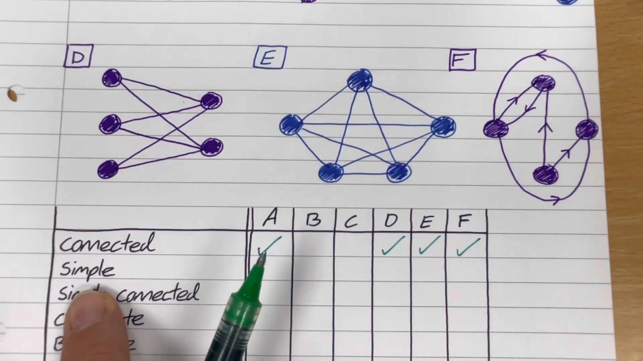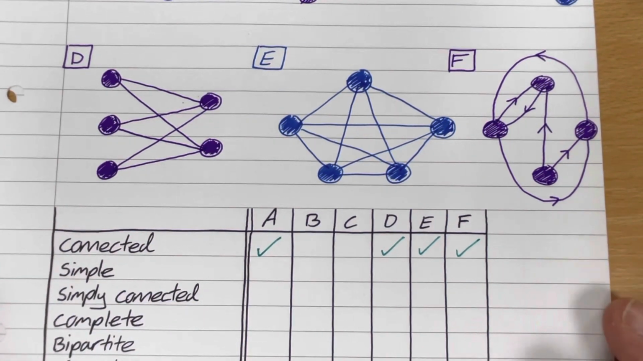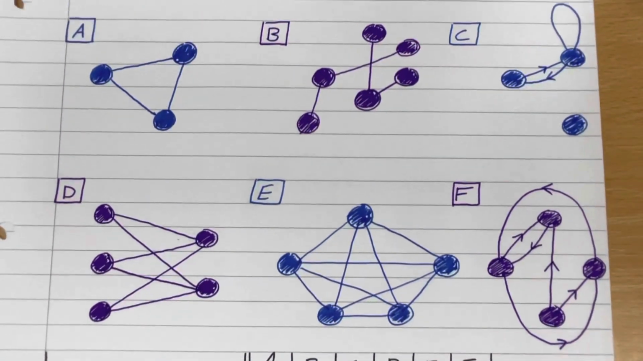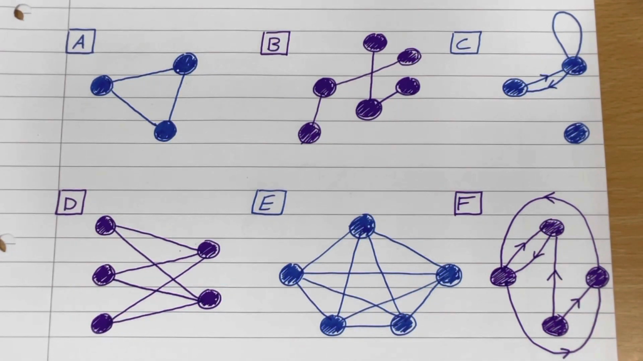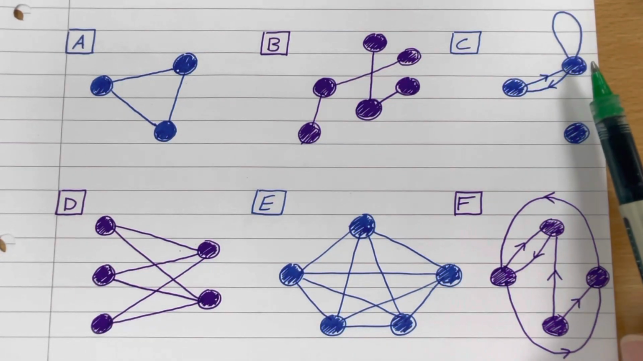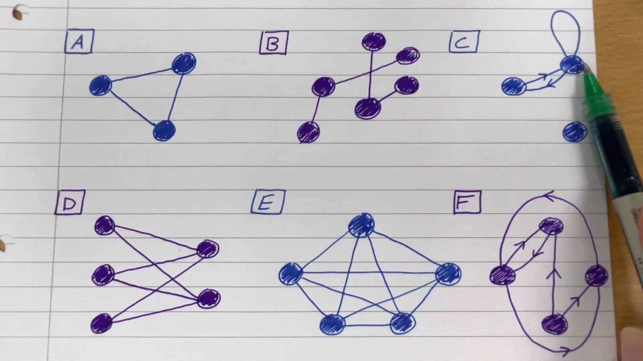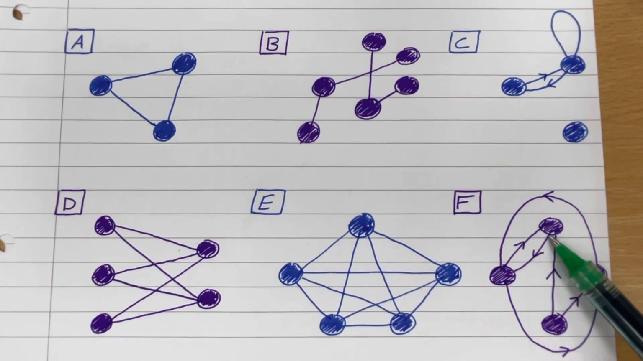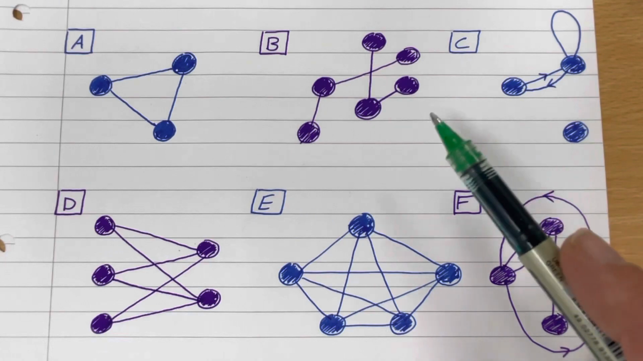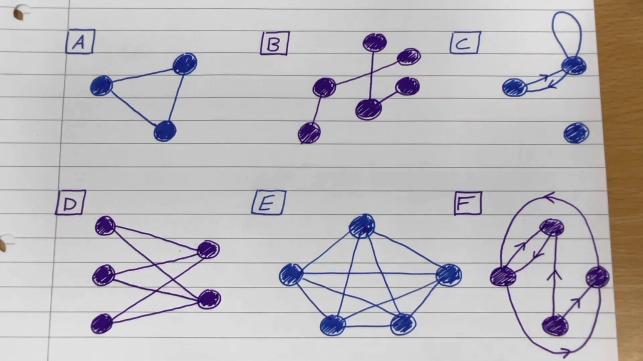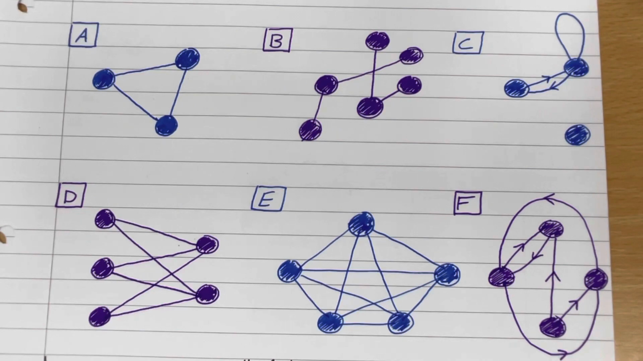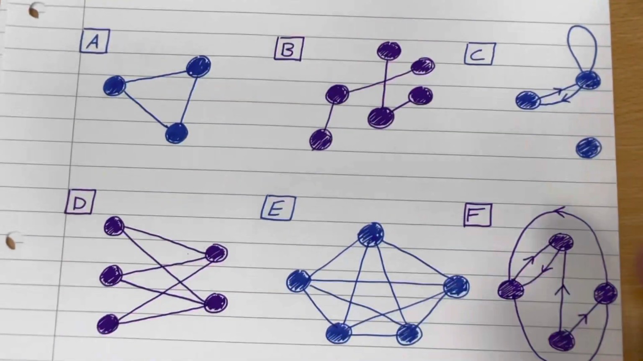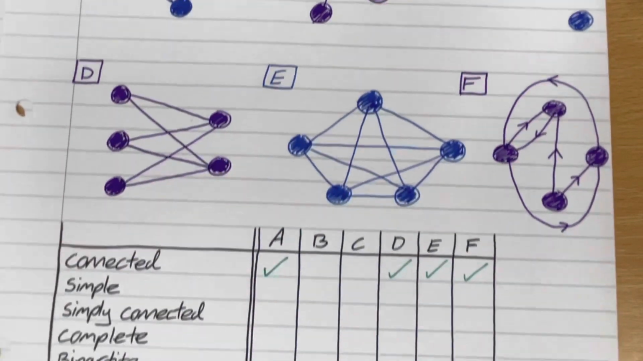All right, the next one is simple. A simple graph is a graph which does not contain any loops and has at most one arc between any pair of nodes. So C is not simple because we have a loop. F is not simple because we've got two arcs between those two nodes. The other four are simple because there are no loops and there are no pair of nodes which has more than one arc between them. So it's just C and F which are not simple.